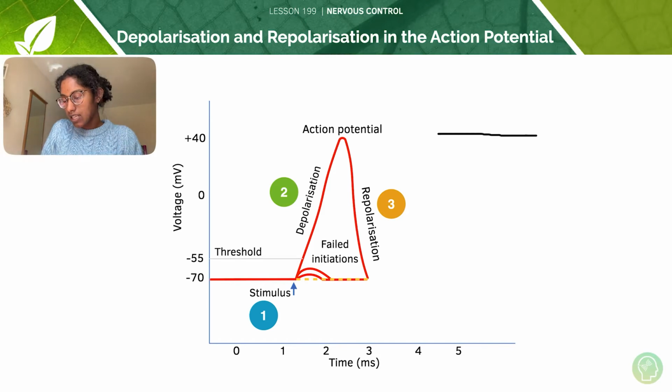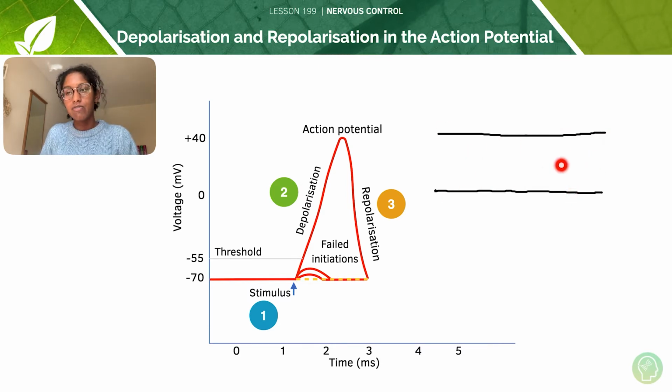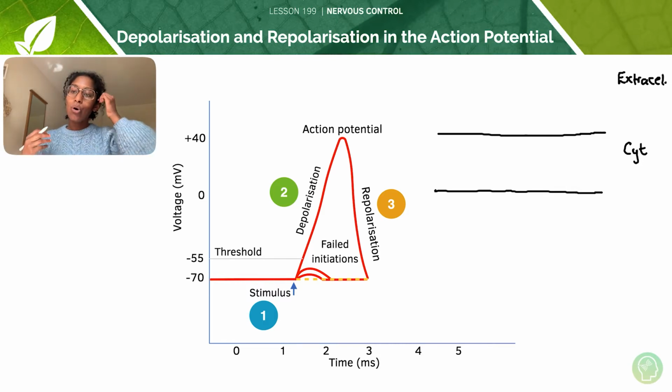So let's imagine this is our neuronal membrane. So this is our membrane here, and this structure itself is our neuron. So this is the cytoplasm, and this is the extracellular space. So let's just label that. Okay, so first of all, let's just elongate this a little bit so I have a little bit more room to play.